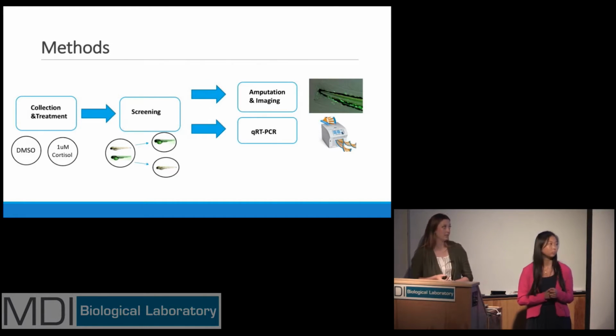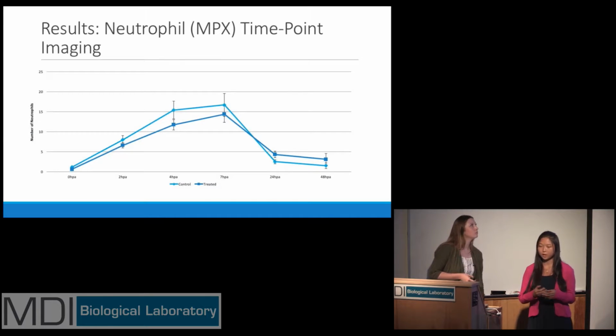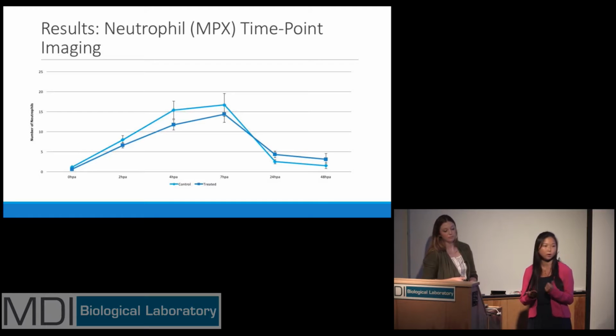At 2 days post-fertilization, larvae were screened for their fluorescent markers, and at 3 days post-fertilization, larvae were used for tail fin amputation, time point imaging, whole tail fin imaging, or qPCR to measure gene expression. When we were doing time point imaging, we imaged the fish at 6 different time points. These were at 0, 2, 4, 7, 24, and 48 hours post-amputation, or HPA.